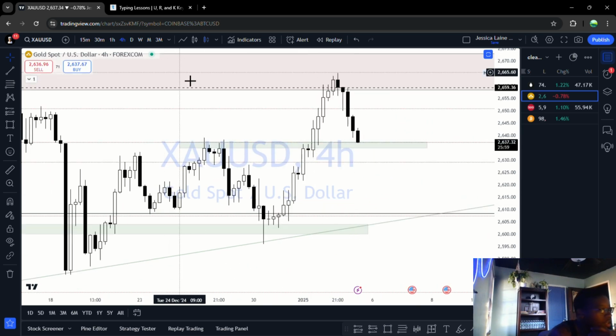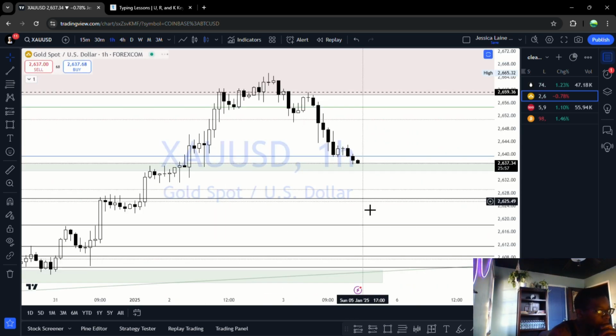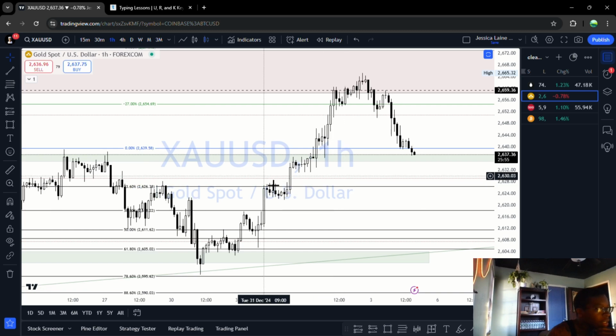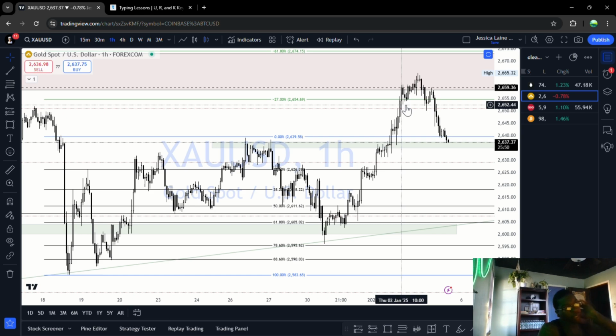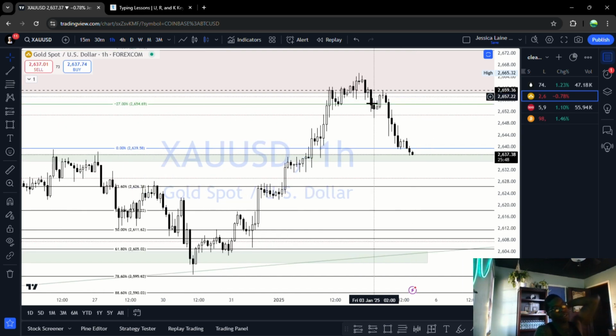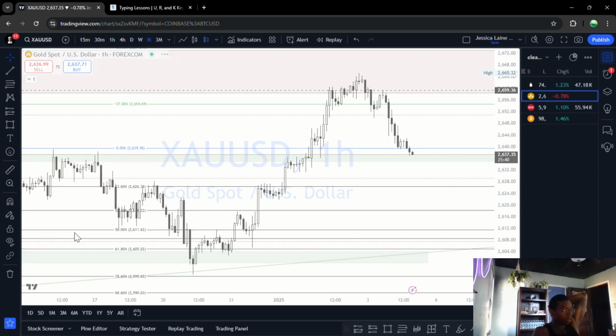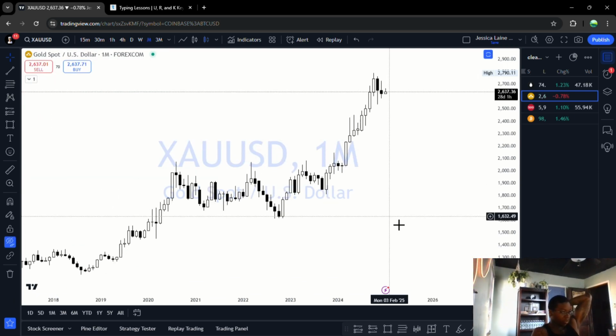Let's see. I'm kind of speeding through it now. Really not much to look at. We see that we did reach our negative 27. We did make a pattern here. So, like I said, at this level, let's just look at our higher time frame real quick, like we always do.